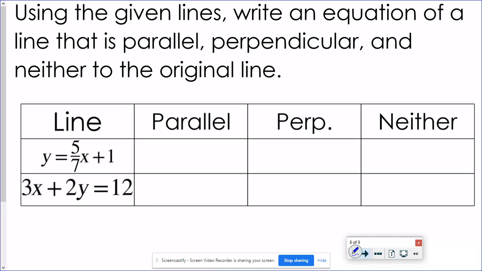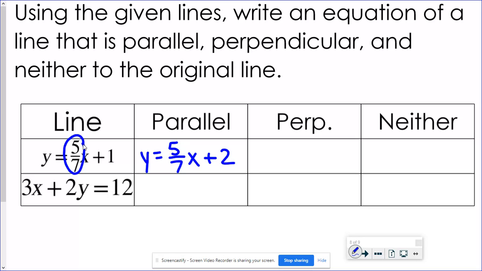So the slope of this original line is 5/7. So when I write a parallel line, it just has to be y equals 5/7 x, and then add or subtract something. I don't care what it is, I just can't add 1 on this one. So if I would add 2.